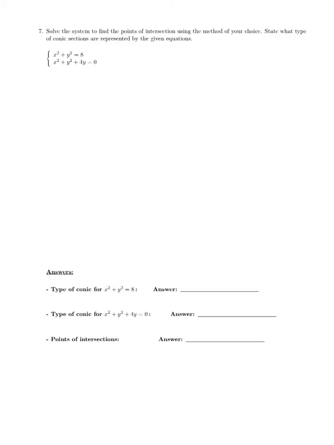Number 7, solve the system to find the points of intersection using the method of your choice. State what type of conic sections are represented by the given equations. All right, so let's take a look at the first one. X squared plus y squared equals 8. That's nothing but an equation of a circle. So I'm going to write it as circle, centered at 0, 0, and radius is 2 root 2, which is the square root of 8.